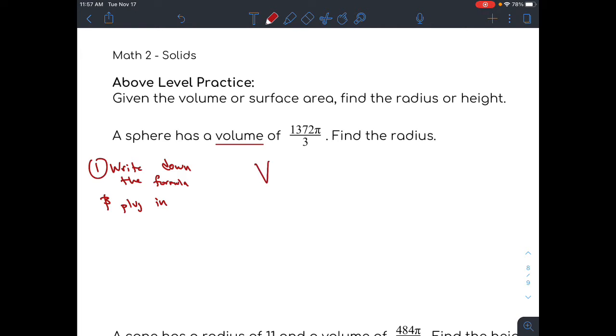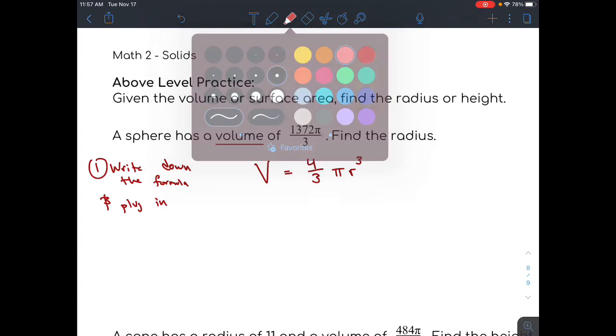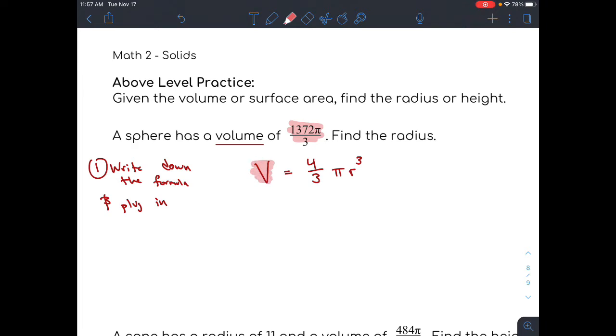So I know that the volume of a sphere equals 4/3 pi r cubed. What I know is the volume. So that's going to get plugged in right there. So I write down 1372 pi over 3, and I set it equal, and I bring down everything else, 4/3 pi r cubed.